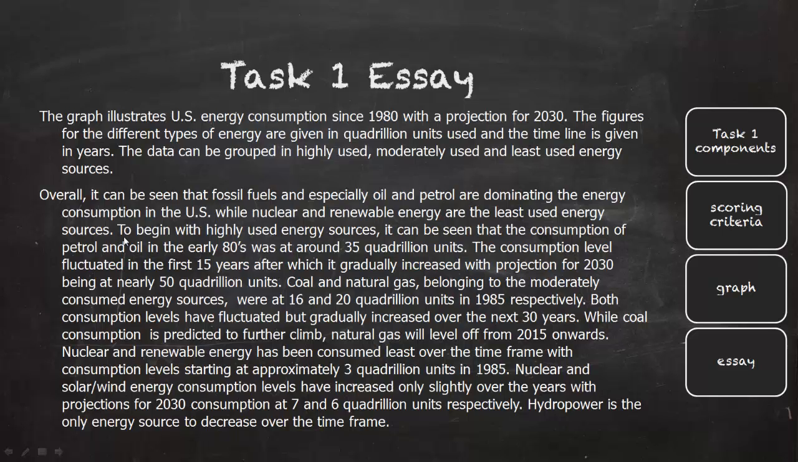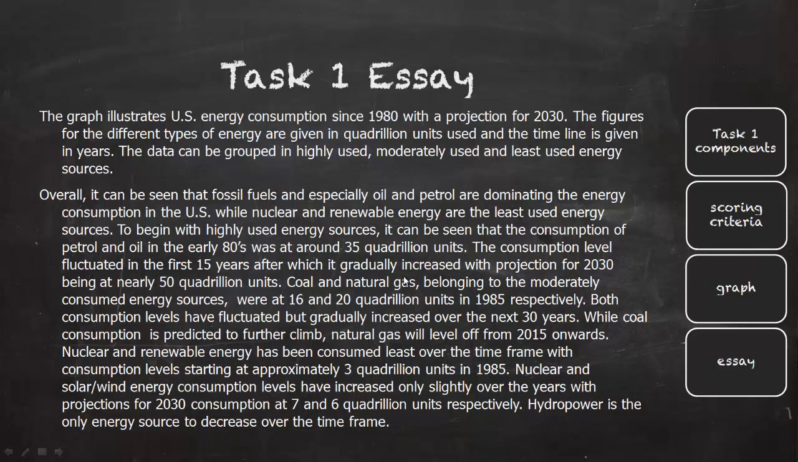So I use a transition here to begin with highly used energy sources. It can be seen that the consumption of petrol and oil in the early 80s was at around 35 quadrillion units. So remember here, I'm giving numbers. I'm showing a specific set of data here. The consumption level fluctuated in the first years, after which it gradually increased, with projections for 2030 being at nearly 50 quadrillion units. So I'm using vocabulary here that is specifically for line graphs.